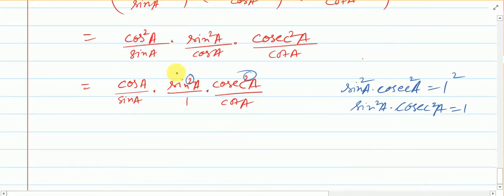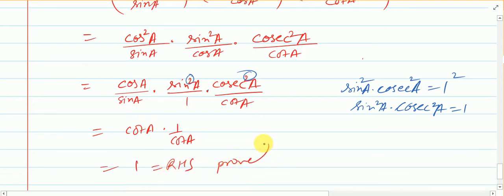So here sin square a into cosec square a will be equal to 1, and this cos a upon sin a will be cot a. So here we will get 1 by cot a. Then cot a cancelled, you are left with 1, that is your right hand side. Proved.